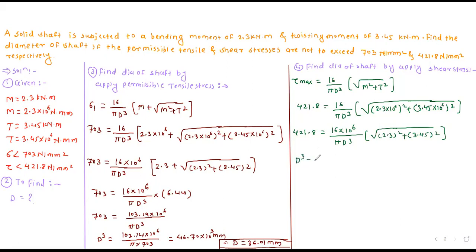Now we will shift this d cube to the left side and this 421.8 to the right side. So d cube is equal to 16 into 10 raised to 6 divided by pi into 421.8 into, in bracket, 2.3 square plus 3.45 square. So d cube is equal to how much?